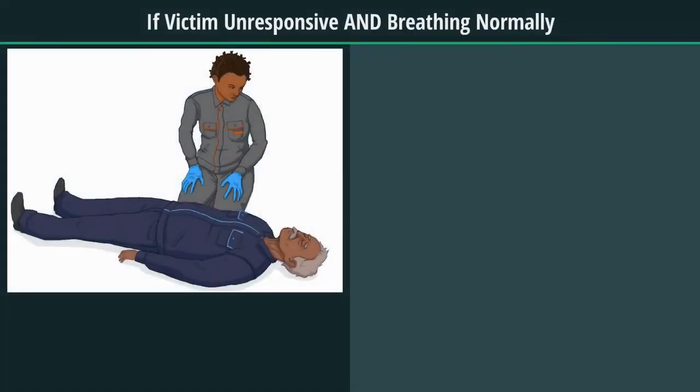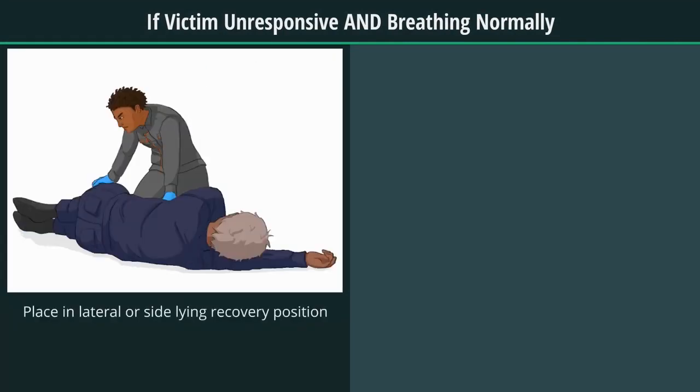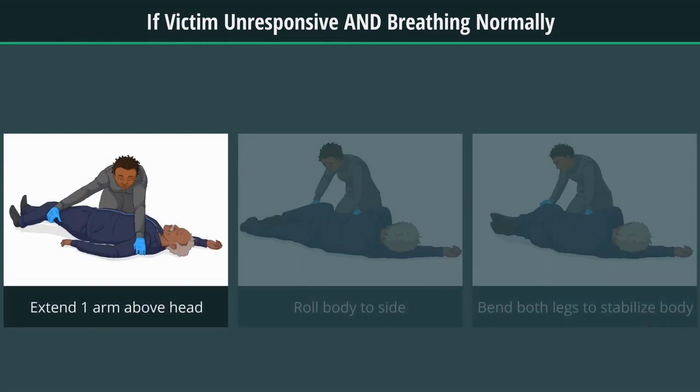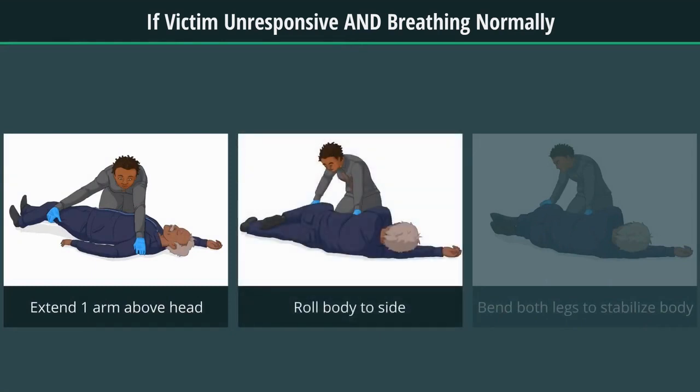If a person is unresponsive and breathing normally, it may be reasonable to place him or her in a lateral or side-lying recovery position. This is acceptable if you do not suspect that the person has any pelvic or spinal injuries and if you must leave the area. Extend one of the person's arms above the head and roll the body to the side so that the person's head rests on the extended arm.